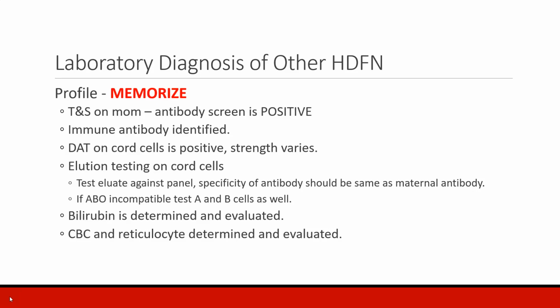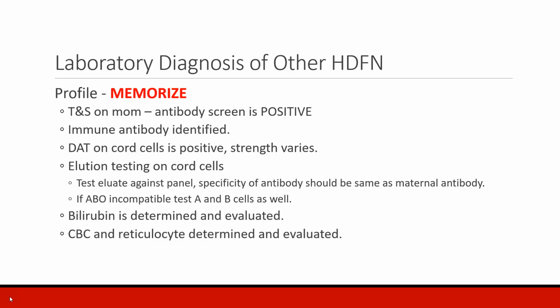When you do the type and screen on the mom, the antibody screen is positive. You will perform a panel and an immune antibody will be identified. For the DAT on the cord, it will be positive and the strength will vary. For the elution testing on cord cells, you want to remove the maternal antibody from the baby's cells and test that eluate against a panel. The specificity of the antibody should be the same as the maternal antibody, unless you messed up.